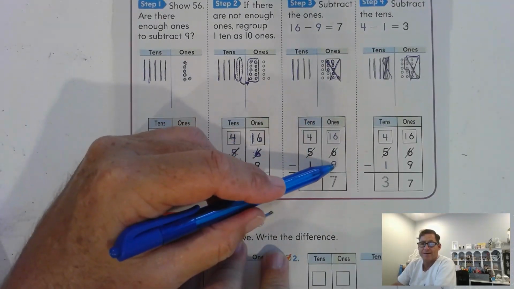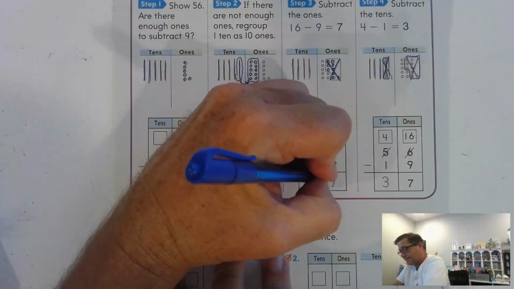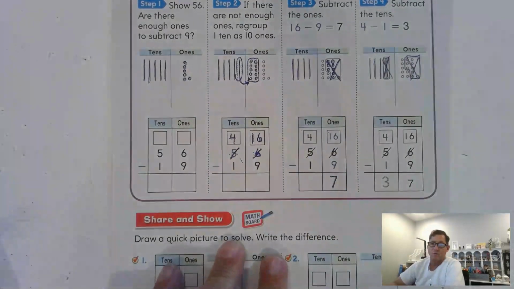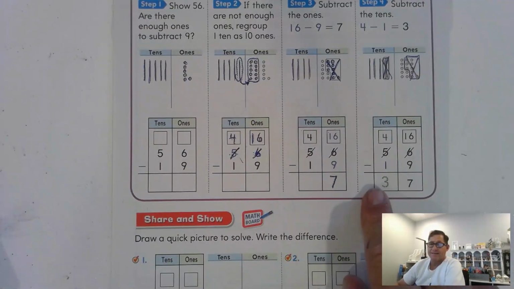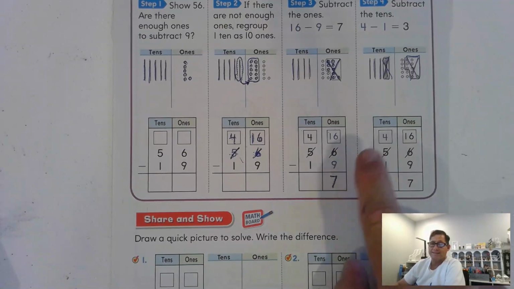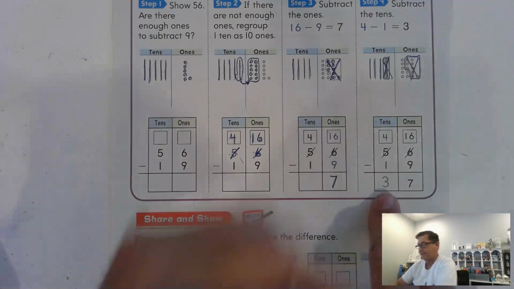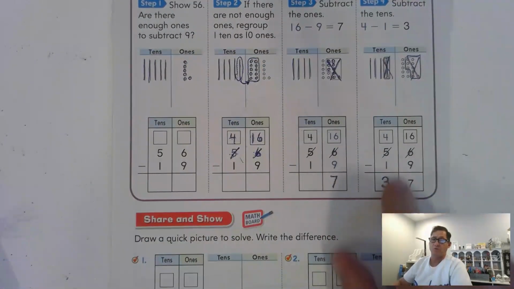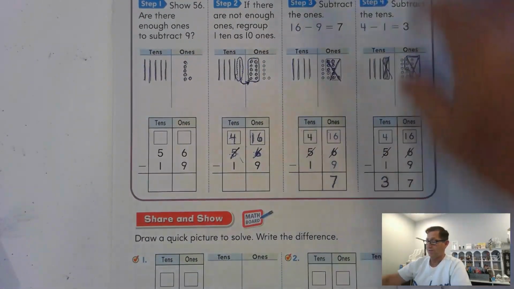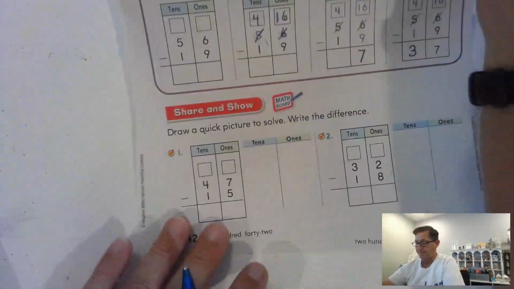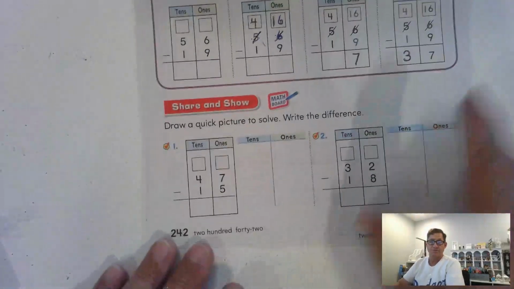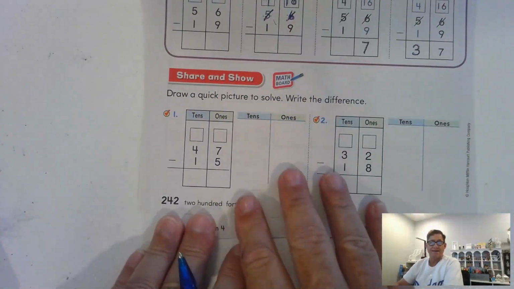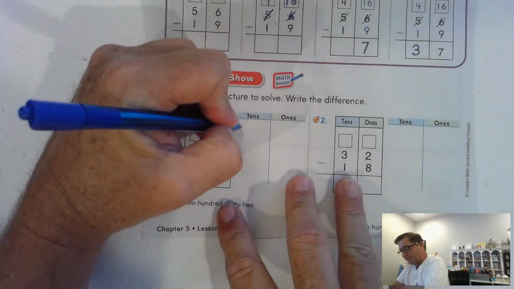Now I can take away 9 from 16 ones, and that left me 7 ones. Finally, 4 tens take away 1 ten gives us 3 tens, so 37. So our picture matches the words. We're going to do both here, the same thing that we were doing in the last lesson that I introduced you to. All right, 47 minus 15. So let's show 47.